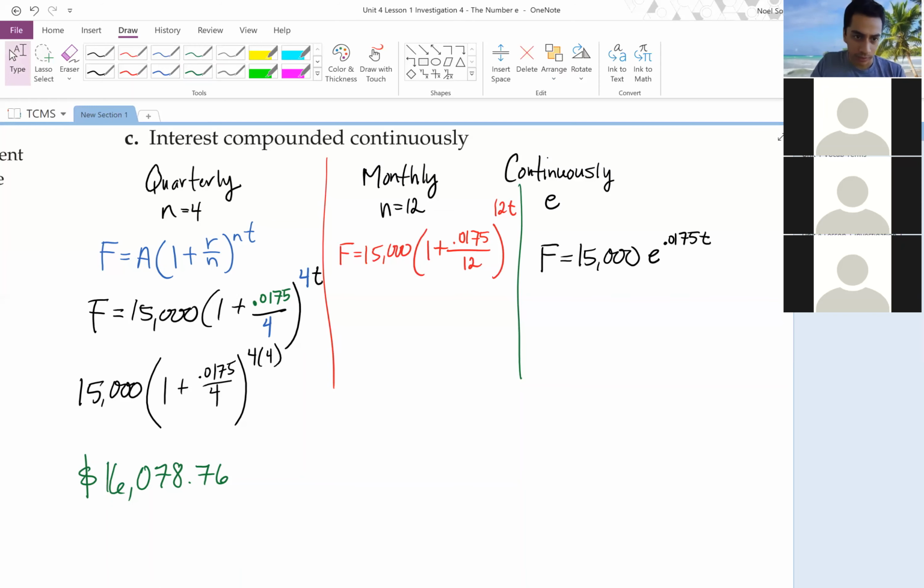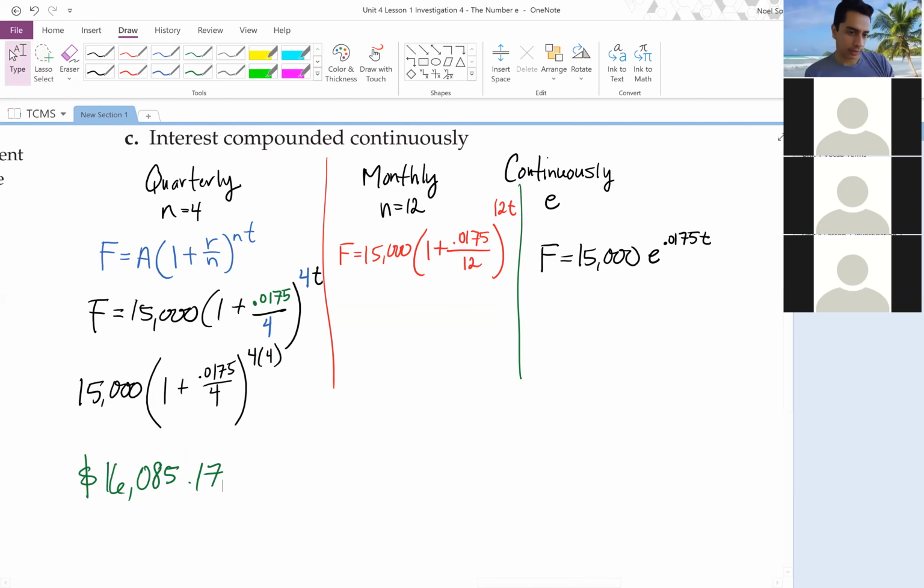Okay, so now next one for monthly, 15,000 times 1 plus point. Oh, wait, I put the wrong, this is 0.0175. Messed up. Okay, sorry, it changed the final value by a little bit. 16,085 with 16 cents. My fault. I typed it in wrong. Actually, probably round that to 17.